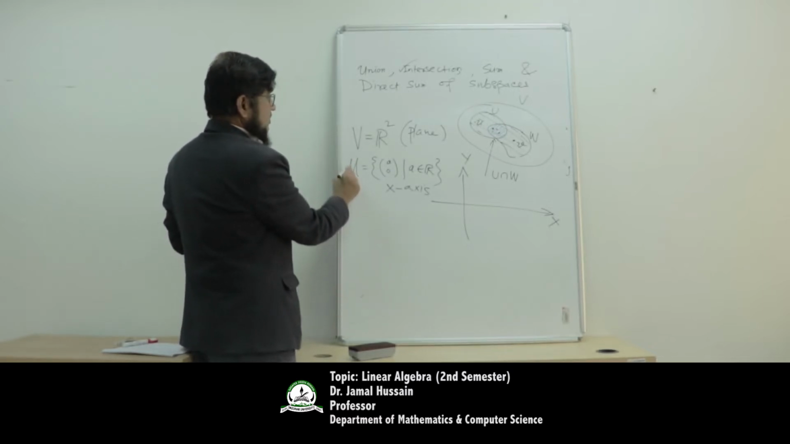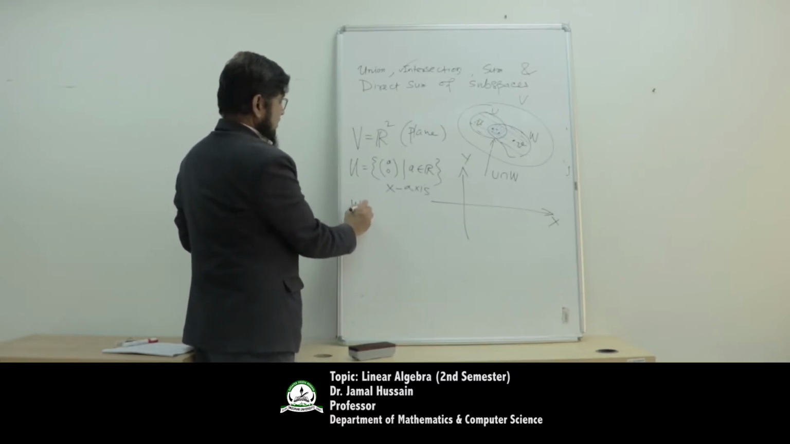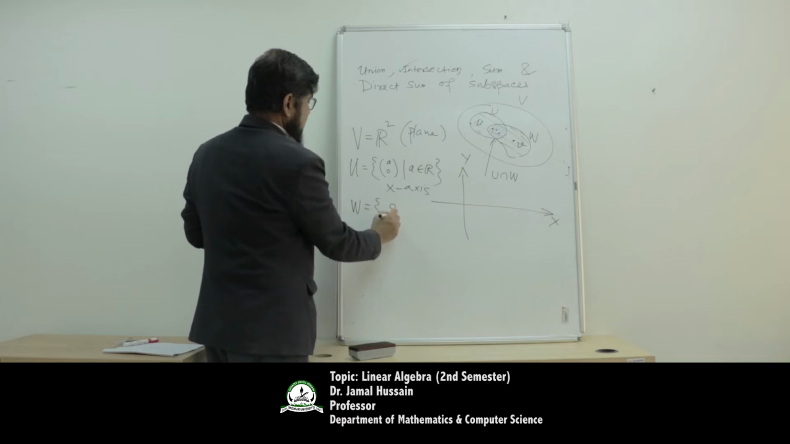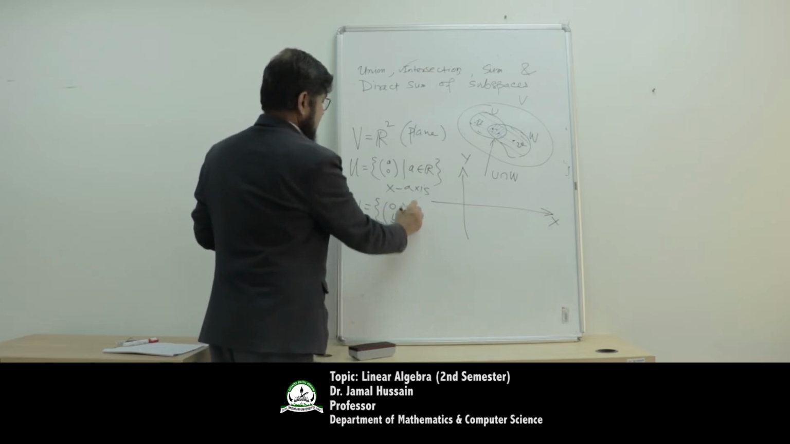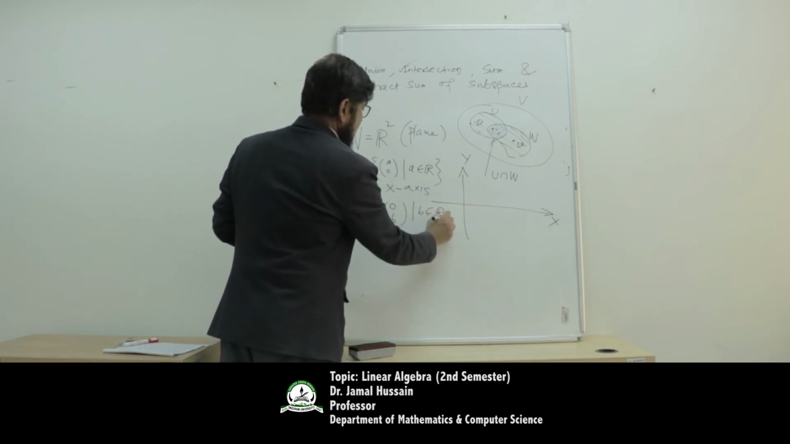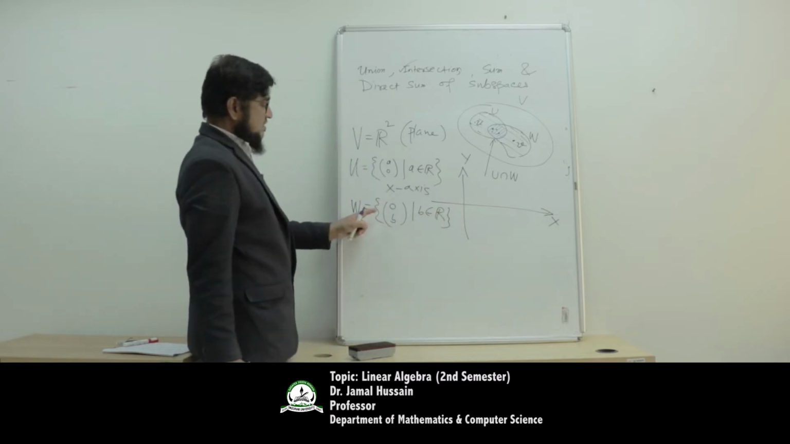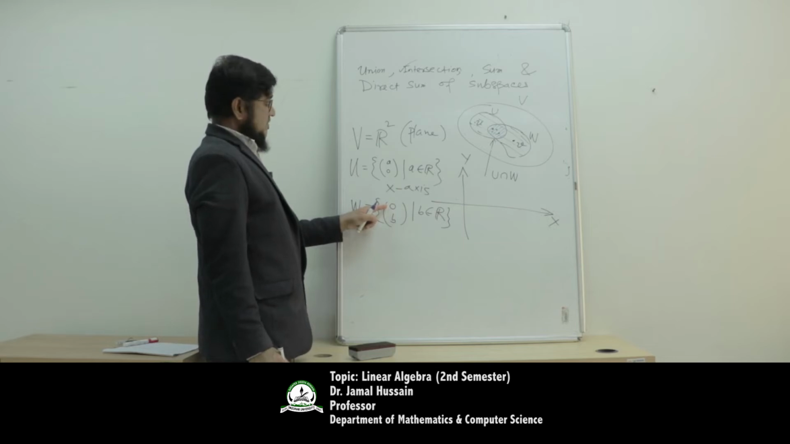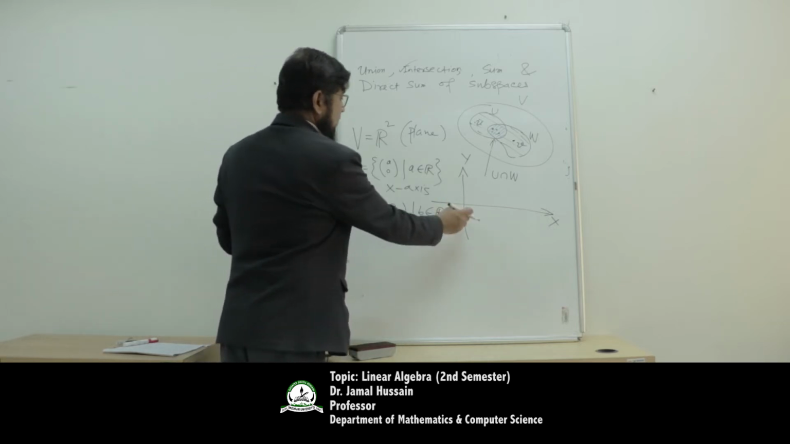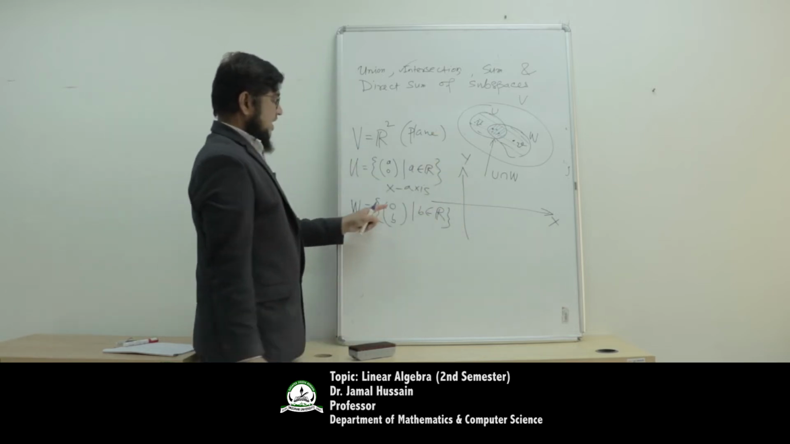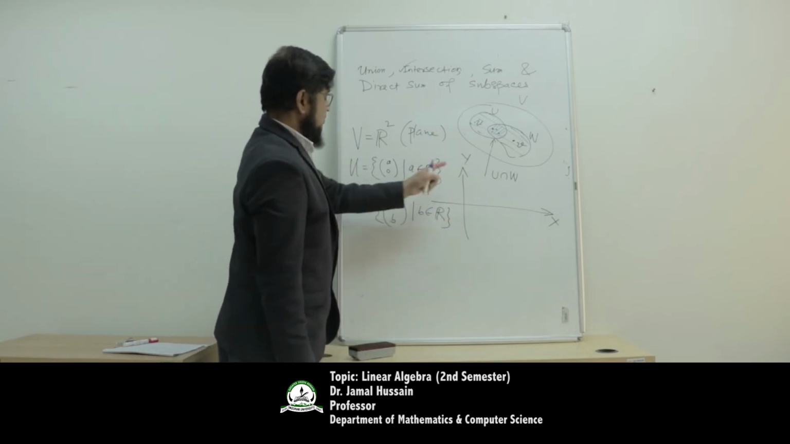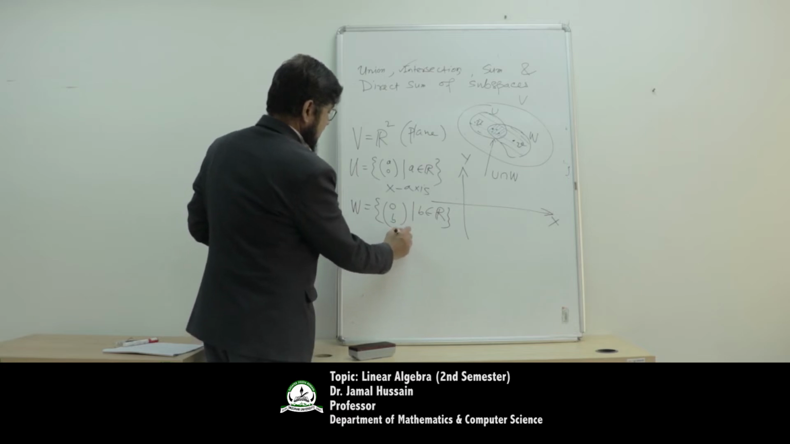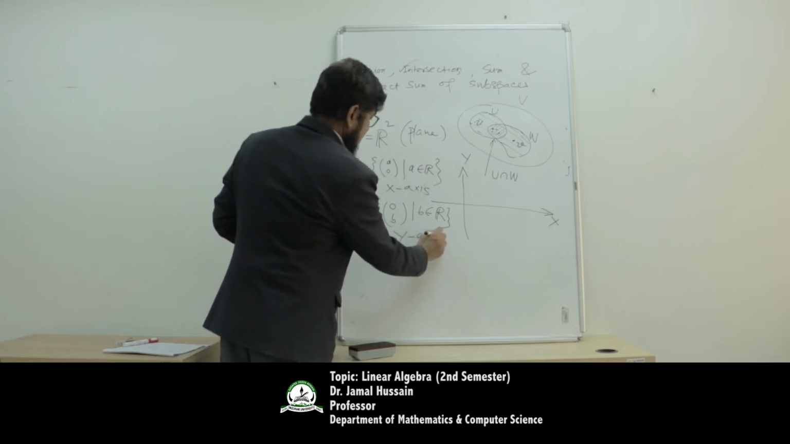And W, if I define it like this, (0, B) such that B belongs to the set of real numbers. You can see it will be points of the form where the first coordinate is 0 and the second is B. Since the x-coordinate is 0, it is on the y-axis. X is 0, Y is B, so it is always on the y-axis. So this is representing the y-axis.